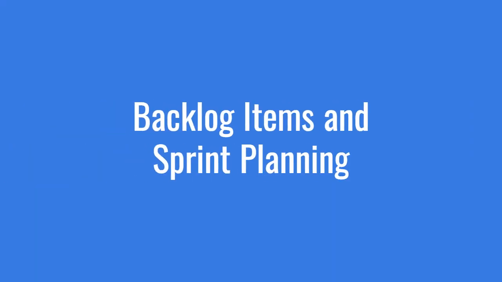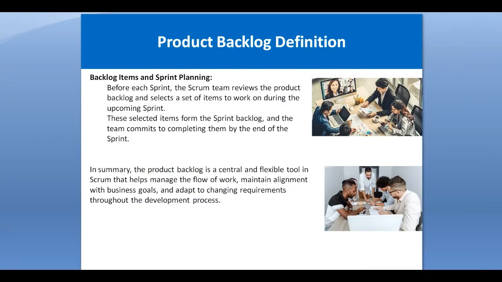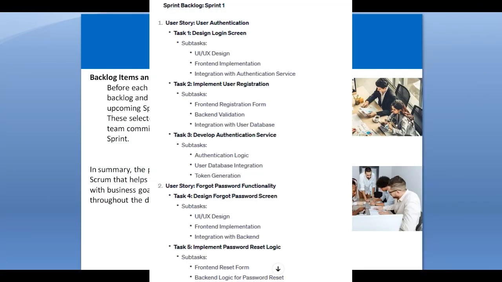Then backlog items and sprint planning. A sprint is basically a 3 to 4 week time period. Before we start a sprint, we do the sprint planning meeting, in which we decide what work we have to complete. The product backlog is basically the backbone here, where from the product backlog we select the set of items to work on during the upcoming sprint. That is called the sprint backlog.